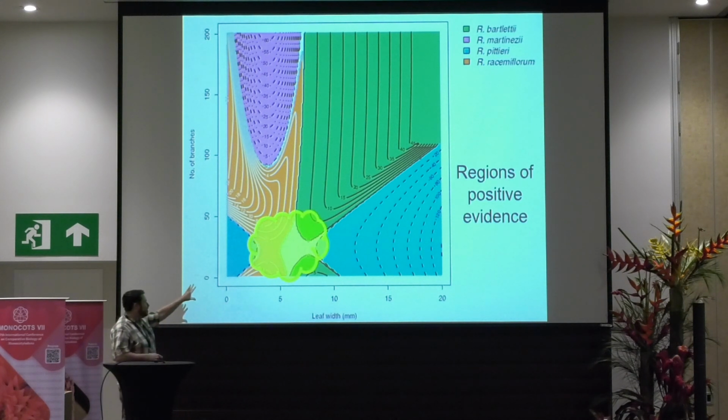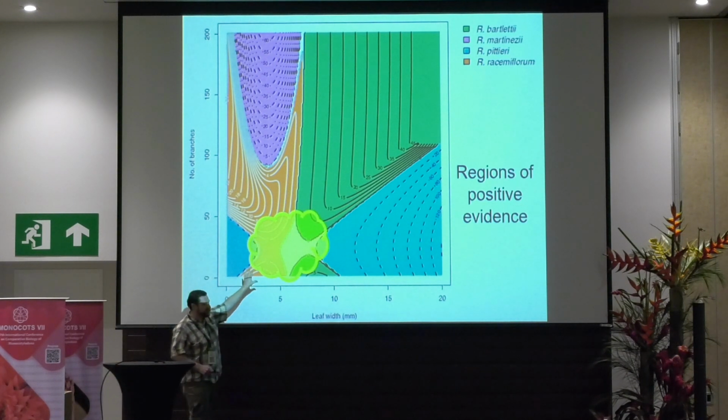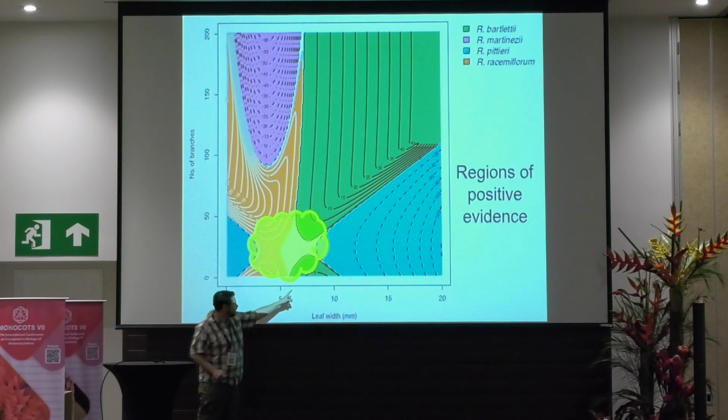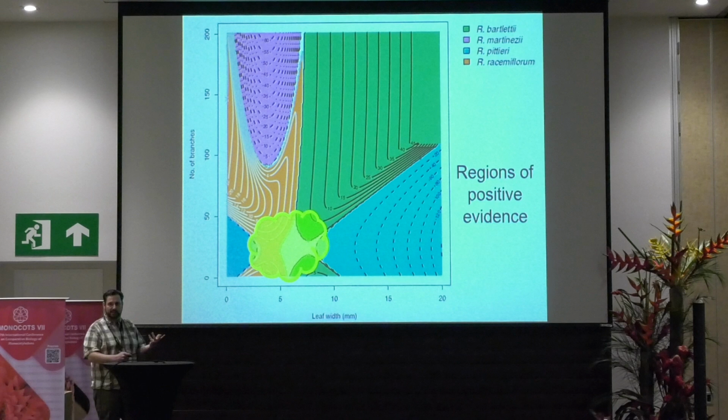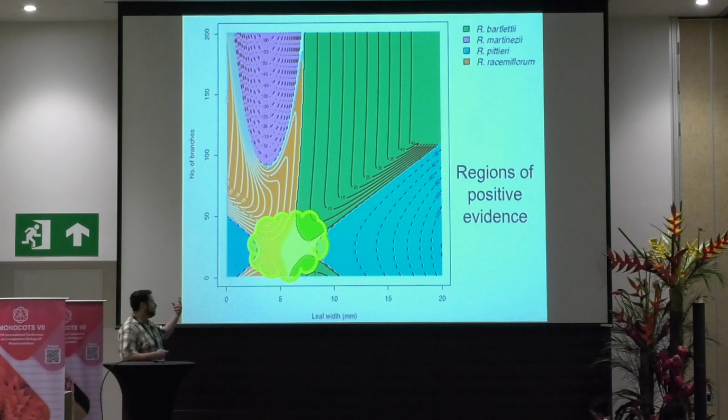So this little cloud is in this range of characteristics. So from about 3 millimeters to 7 millimeters leaf width, and somewhere from 0 to 50 branches, this key or these sets of characters are unable to tell us with any power what the particular taxon that we have is. So to get around this, what we need to do is add more characters. So the more characters you add, the stronger you can build up your evidence.